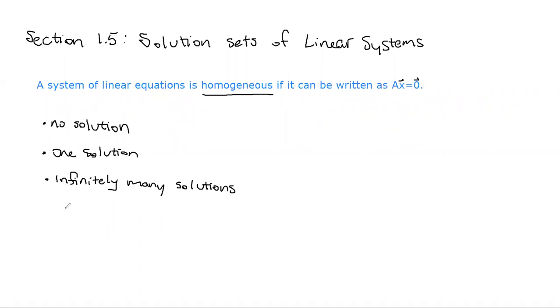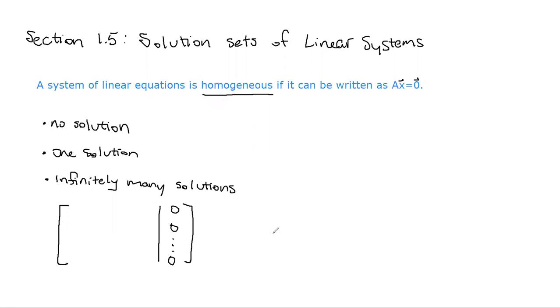If we think about what this looks like in terms of an augmented matrix, it means we'll have a matrix with whatever our coefficients are in it, and then the augmented piece of this is just going to be a column of zeros. This is what a homogeneous system of equations looks like.